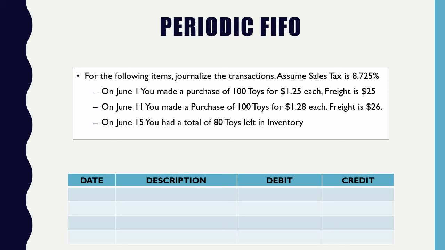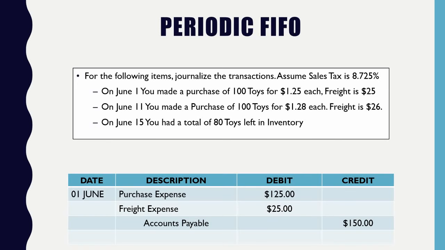So if I'm buying 100 toys for $1.25, what is my journal going to look like? That is purchase expense. Purchase expense, good. And what else? Freight expense. You're going to have freight expense. That's correct. So this is what's going to happen.